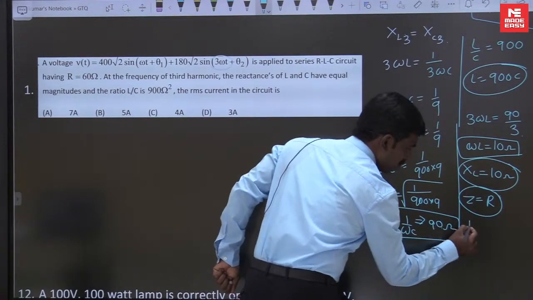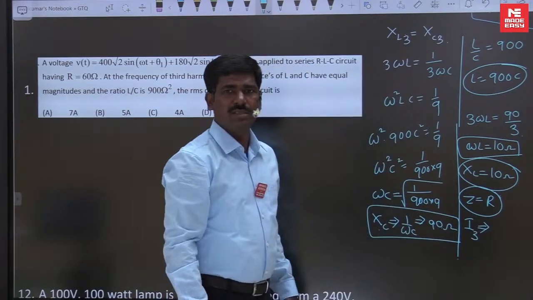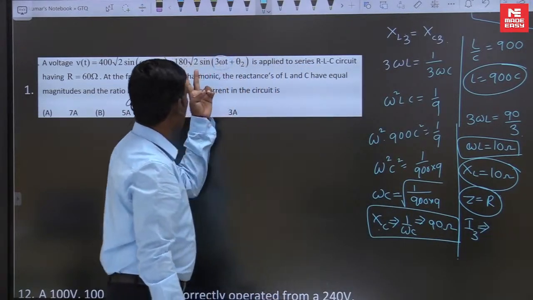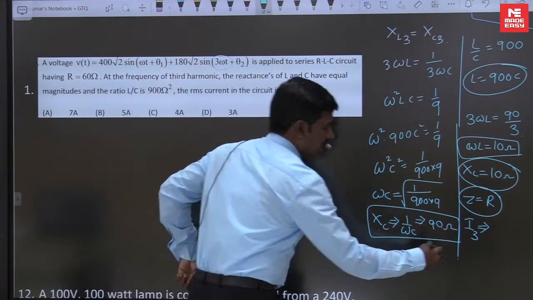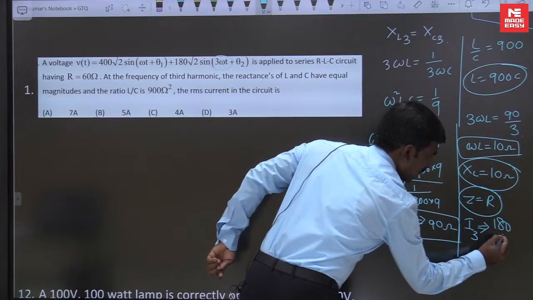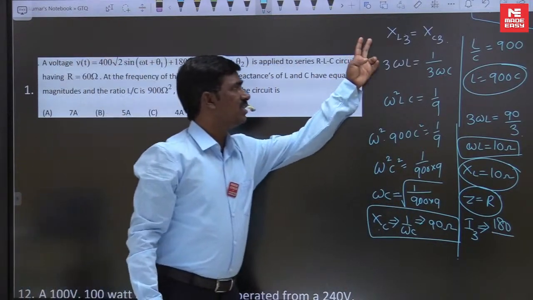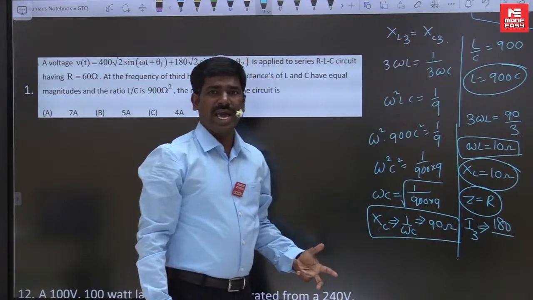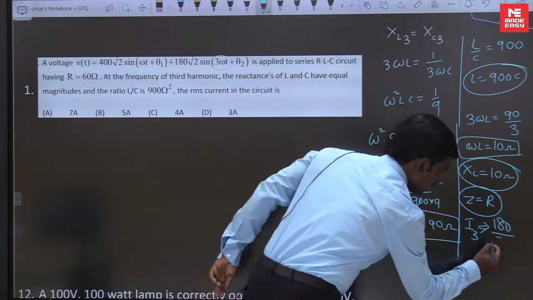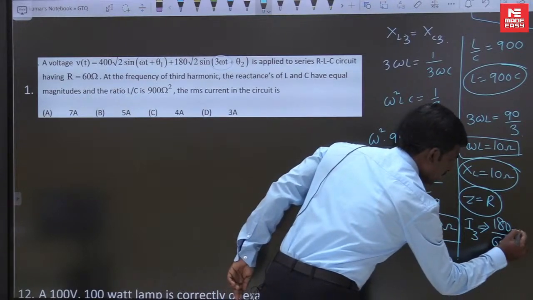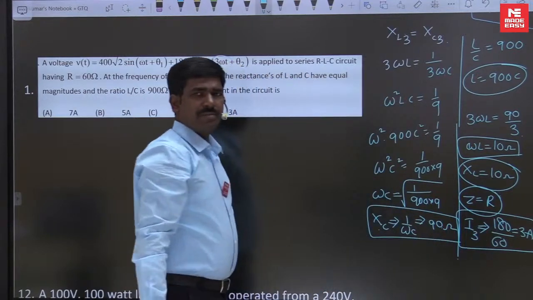In this case, you have to find I3, the third harmonic current. I use the I3 RMS value directly. 180 root 2 is the maximum value, so directly the RMS value 180 divided by only the resistance, because these two are cancelled at 3 omega. So the resistance value is 60. This is 3 amperes, at the time of resonance.